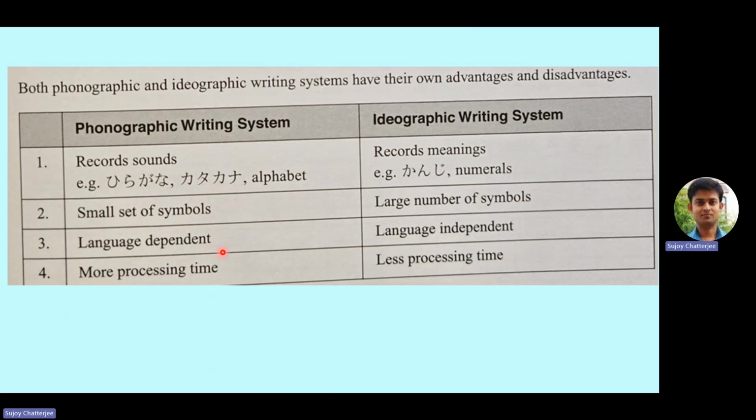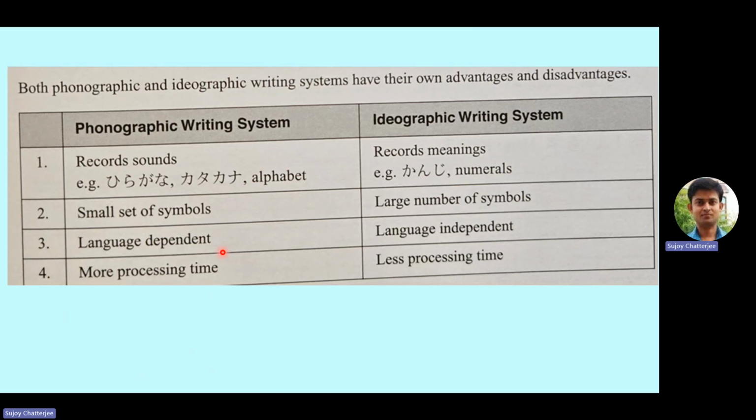So for example, suppose a tree. We can call tree using n number of words in n number of different languages. But when it comes to the ideographic writing system, the symbols are language independent. That means a symbol will always give the same meaning. Whatever language you use, the meaning will remain the same.